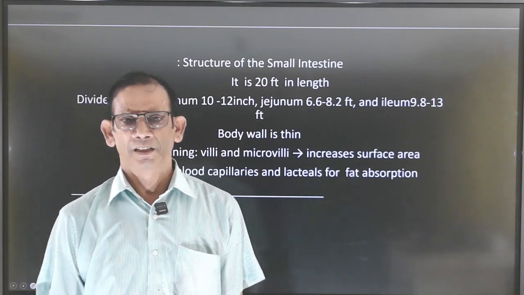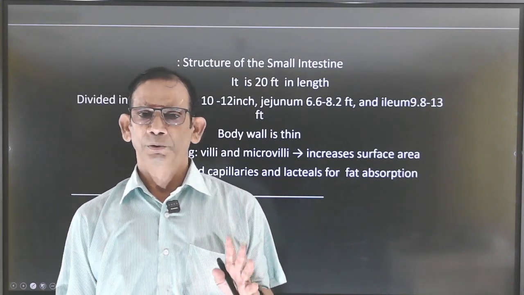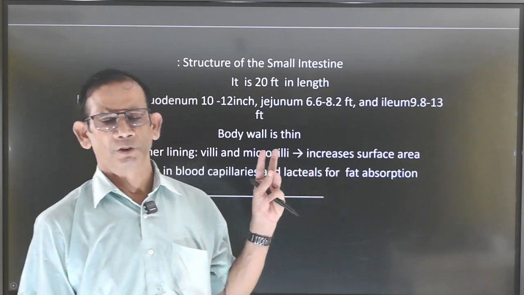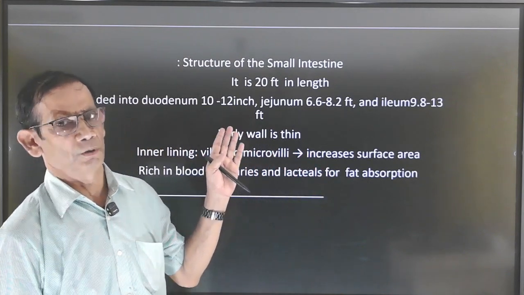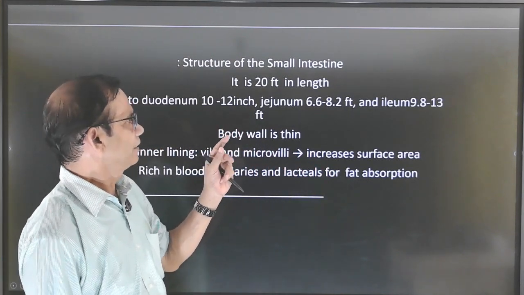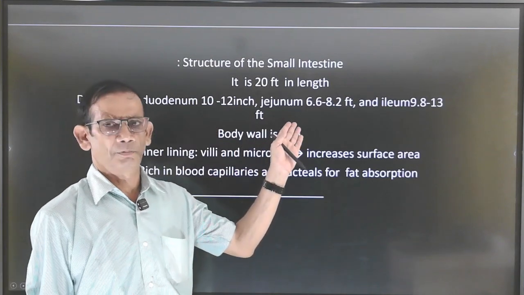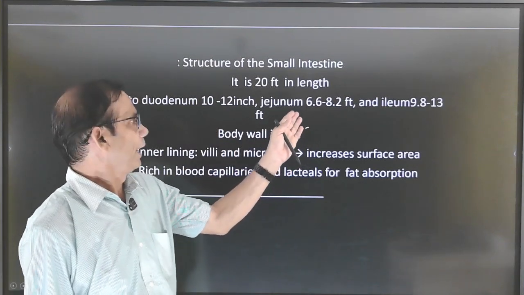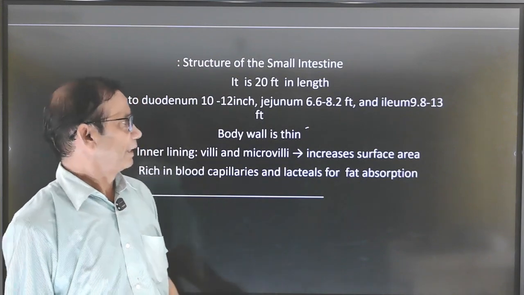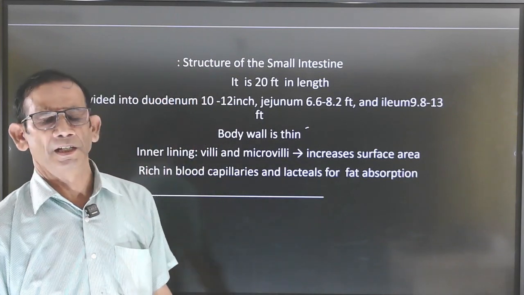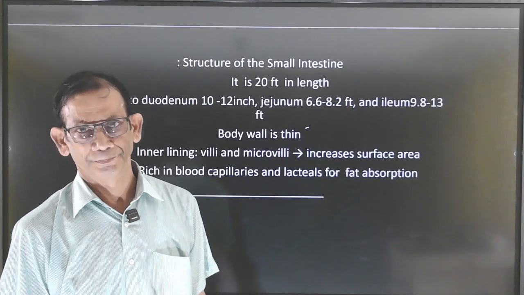The small intestine is divided into three parts. The first one is the duodenum, which is just 10 to 12 inches in length. Then the jejunum, 6.6 to 8.2 feet, and the ileum is 9.8 to 13 feet in length.